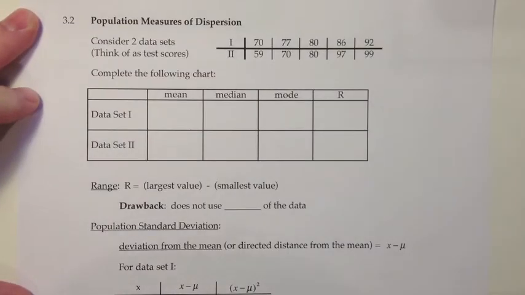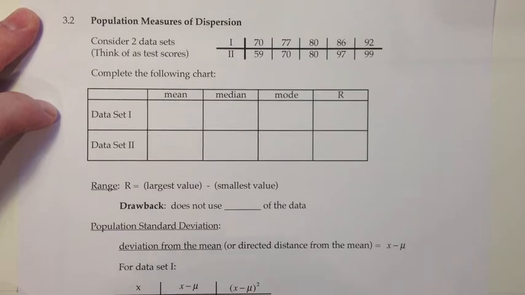Section 3.2, Population Measures of Dispersion. In Section 3.1, we just finished looking at the mean and the median and the mode as a way to measure where the center of the data set is. In this section, we're going to start looking at the dispersion, or how spread out a data set is.